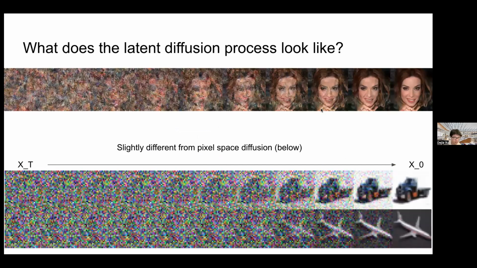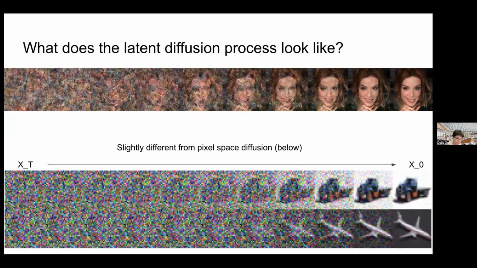Here's a visualization of the latent diffusion process. As you can see on the first row, it also resembles the denoising diffusion process. In the early stages, the images are very weird, and as the time steps go forward, we are gradually leaning toward clean images. But it's slightly different from the pixel space diffusion as shown below.